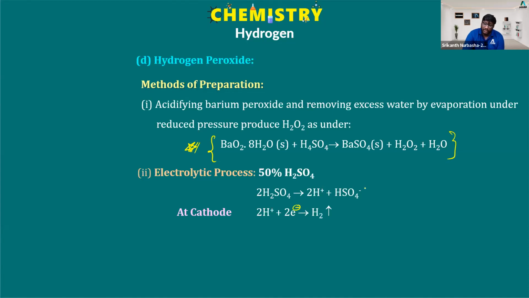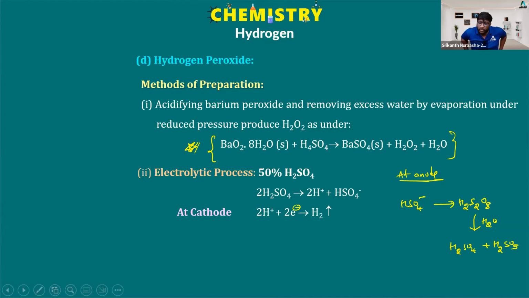And at the anode, what happens? At the anode, the HSO4 minus ions will be reaching the anode. Since the anode is positively charged, it will form H2S2O8. H2S2O8 is going to be formed. This H2S2O8 upon treating with water will form H2SO4. Along with that, H2SO5 is formed. What is H2S2O8?